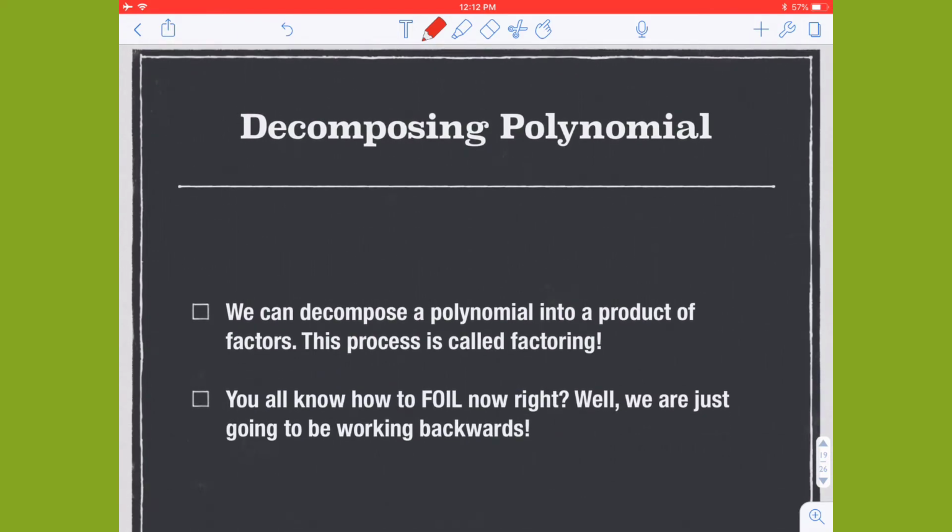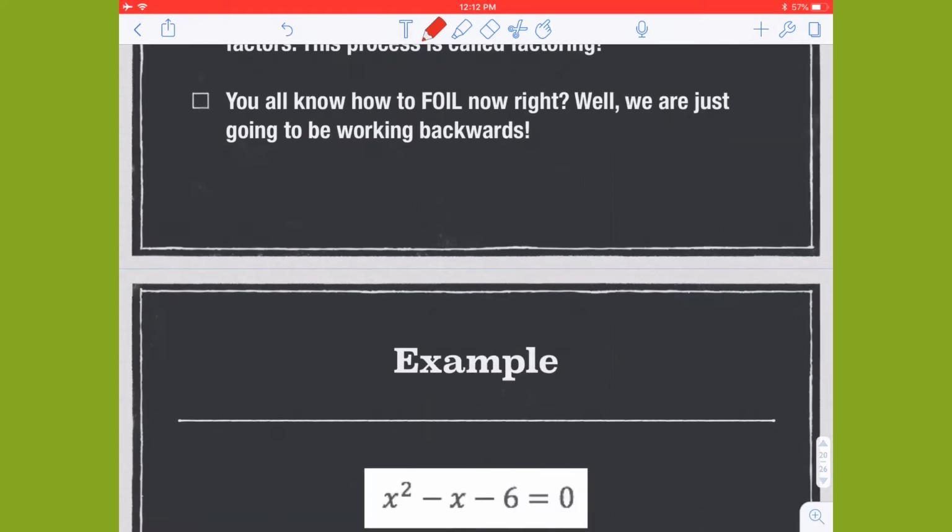Now going on to the idea of decomposing polynomials. So this is the idea of working backwards. So I've been giving you the binomials and you went through and FOILed them and you got an answer, particularly a trinomial. Well, now you're just working backwards. So you're starting out with a trinomial and trying to get your factors back.